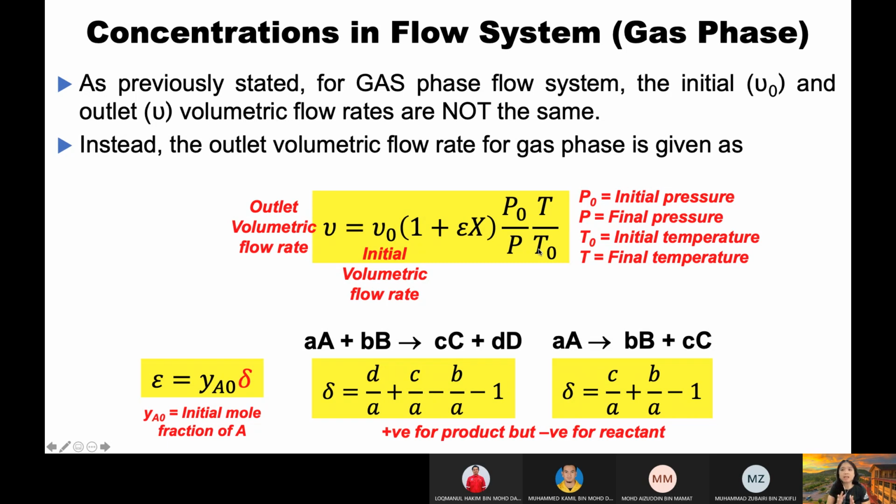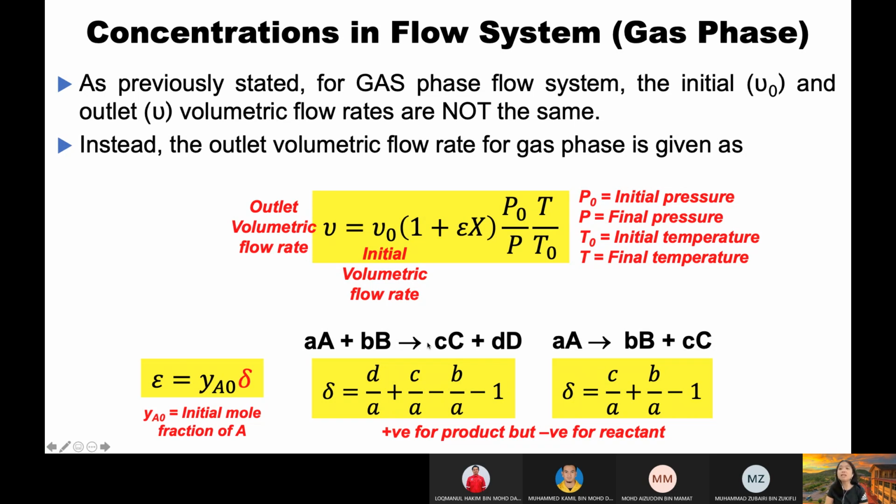So you have to understand, tak semestinya semua gas phase reaction ada perubahan tekanan. If you have in your reaction, it occurs, kita tambah P naught per P. Tetapi kalau tak ada perubahan tekanan, meaning in your reaction there is no pressure change, so P naught per P ni jadi satu lah sebab P naught akan sama dengan P kan, tak ada perubahan tekanan kan. Let's say P naught 5 atm, P pun 5 atm. So P naught per P jadi satu. So you don't have to really include P naught per P in the calculation.